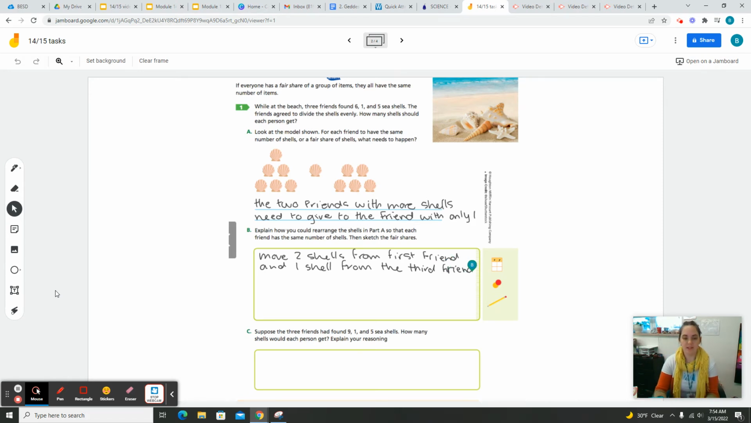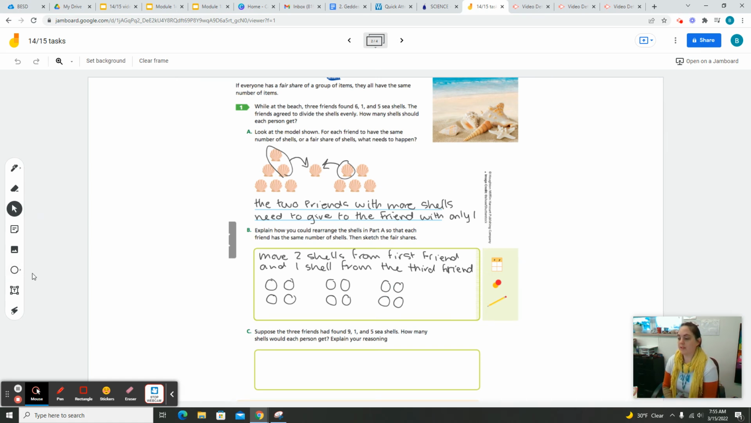And what this looks like is if we take 2 of these and move them over here, and 1 of these and move them over here, what we'll end up with is 4 in each group. So then we'll have 1, 2, 3, 4, 1, 2, 3, 4, and 1, 2, 3, 4. So that means that there would be 4 for each friend.